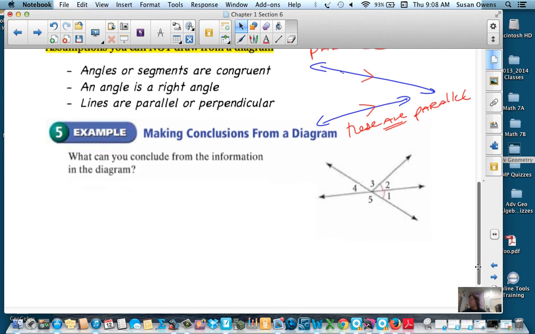And we'll go over this one too. Take a look at it, see what you can do, but what can you conclude from the information? So I want to know, what kind of things am I allowed to say, what kind of things am I not allowed to say from this diagram?